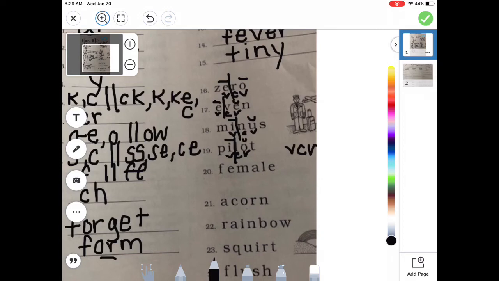So the O is going to be short. So L-ot, pilot. Pilot. Very good. And then our next word, where are my vowels?